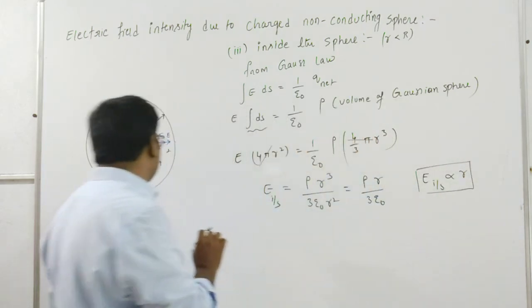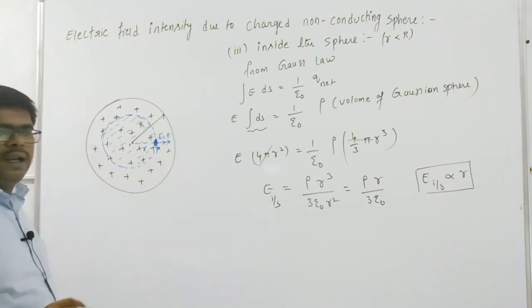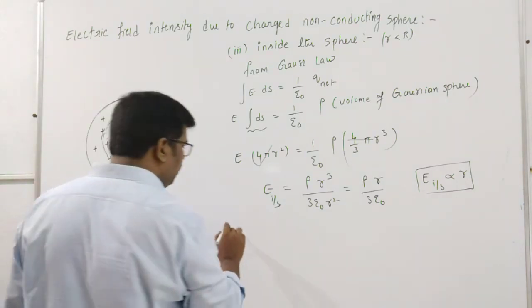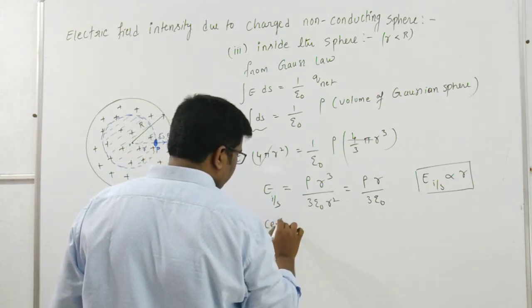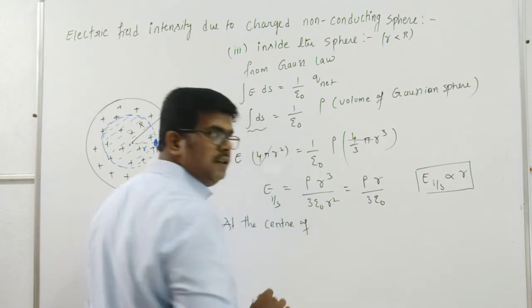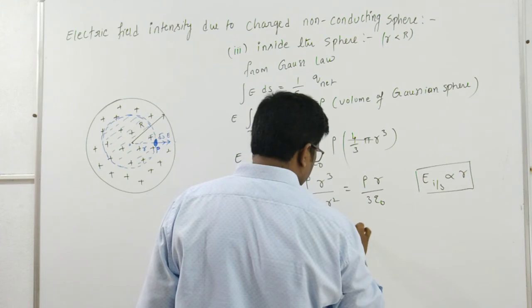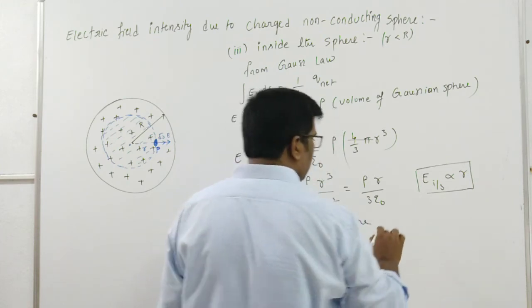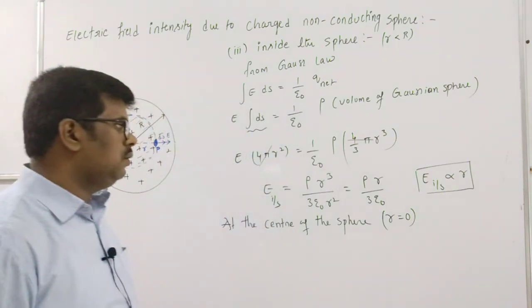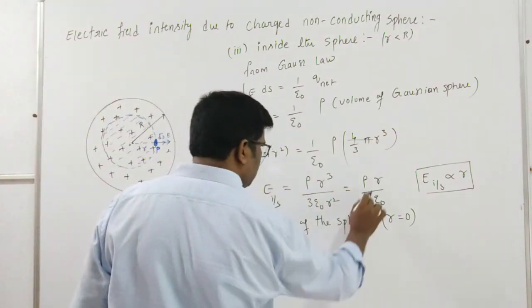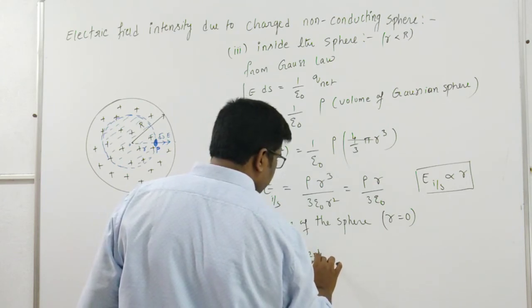And if you go towards the center, in the smaller place, you can write 0. So at the center of the sphere, you can write that r equal to small r equal to 0. If small r equal to 0, how is this expression going to change? R plus 0, it completely becomes 0. So E at the center is 0.